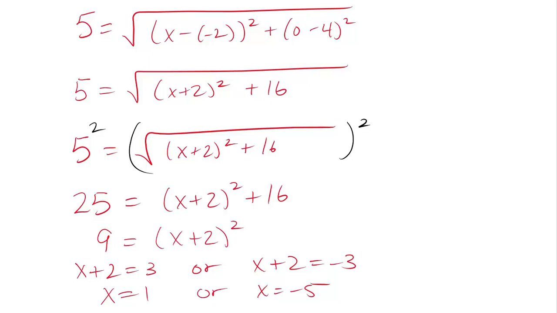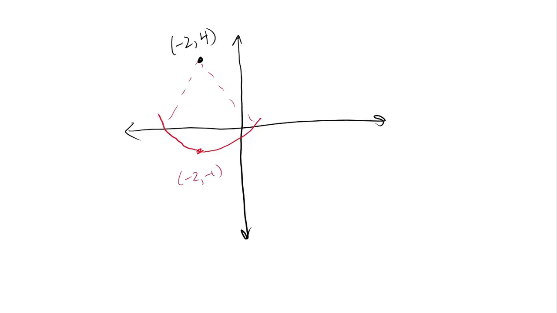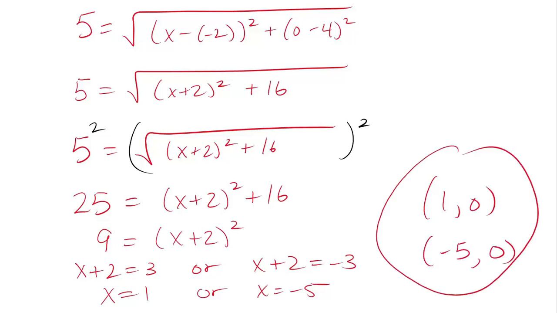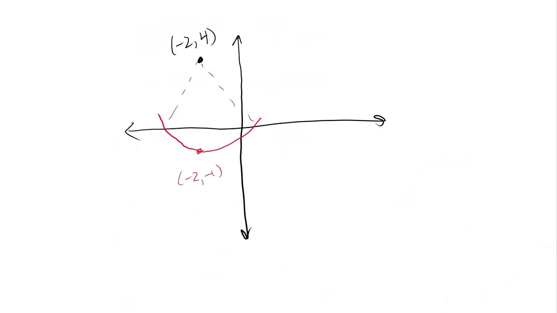Remember that the y-coordinate of the point was 0 because it's on the axis. So the 2 points that we're looking for are (1, 0) and (-5, 0). In our picture here, which isn't perfect, this point is (1, 0) and this point is (-5, 0). We'll use the distance formula one more time later on in this video, and it'll be closer to what we did the first time with it, but it'll still be with a purpose, with an application.